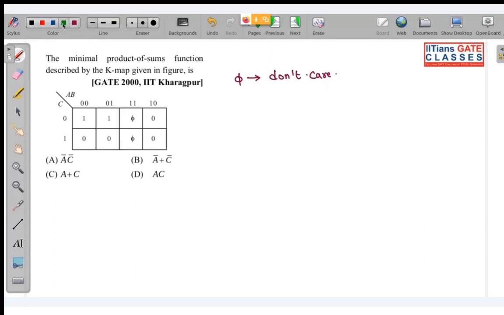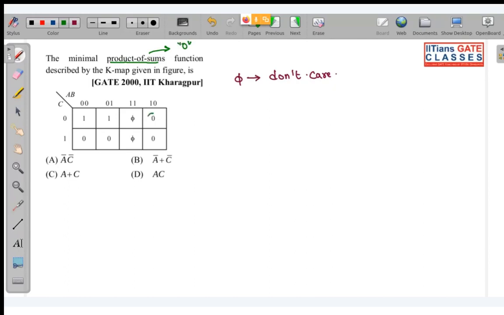Now suppose if here it is asked what? The minimal product of some function described by the Kmap. So function described by the Kmap given in figure is. So you need to find what? Product of sum. And I told you whenever we do product of sum, we make group of zeros.